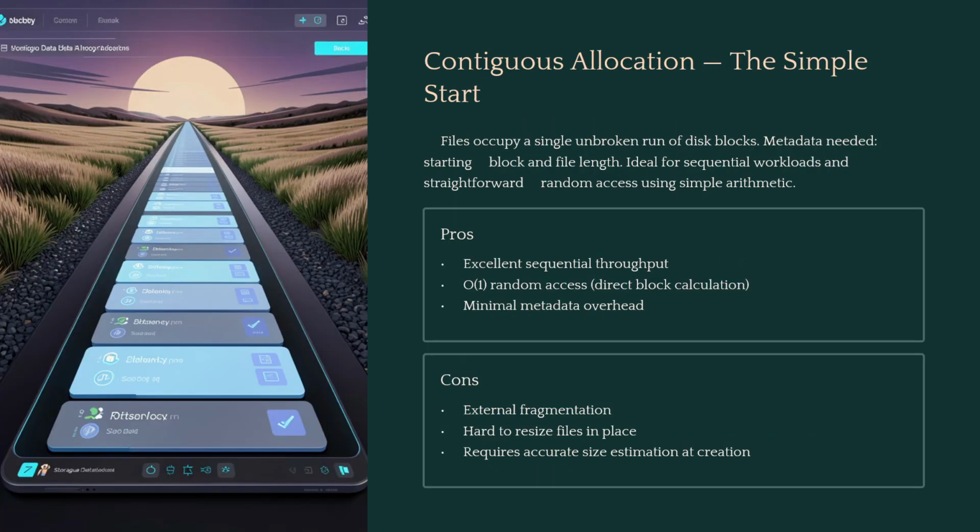Contiguous allocation, the simple start. Files occupy a single unbroken run of disk blocks. Metadata needed: starting block and file length. Ideal for sequential workloads and straightforward random access using simple arithmetic.